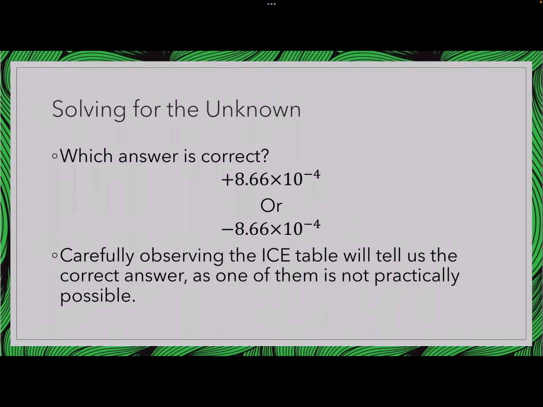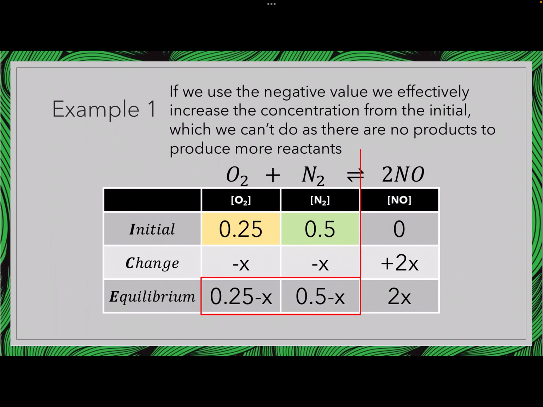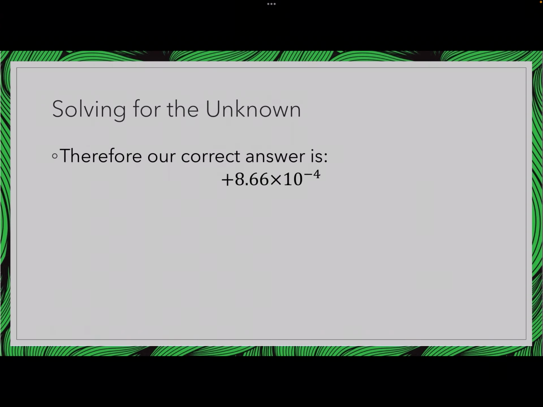So here, this is our ICE table that we had. So it was 0.25 take away x equals 0.25 take away x, okay? If we then substitute in our values, we should get a number between 0 and the initial number, okay? Because there's no NO at the start, so we can't increase the concentrations of O2 and N2, they can only decrease, but they can't decrease more than what's there, okay? So therefore our correct answer is plus 8.66 times 10 to the negative 4.